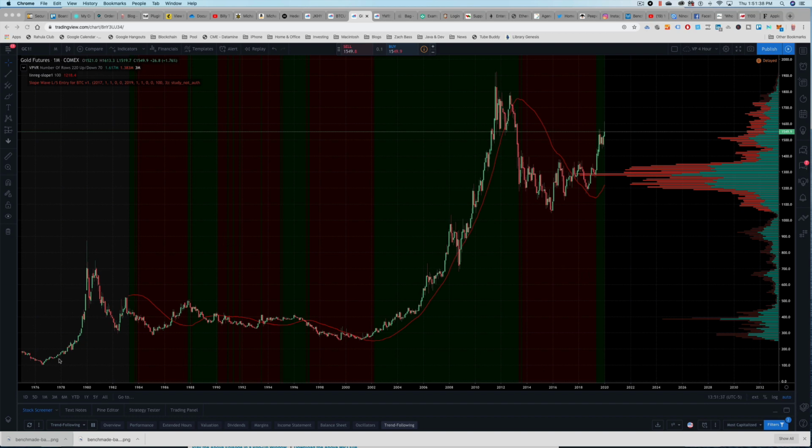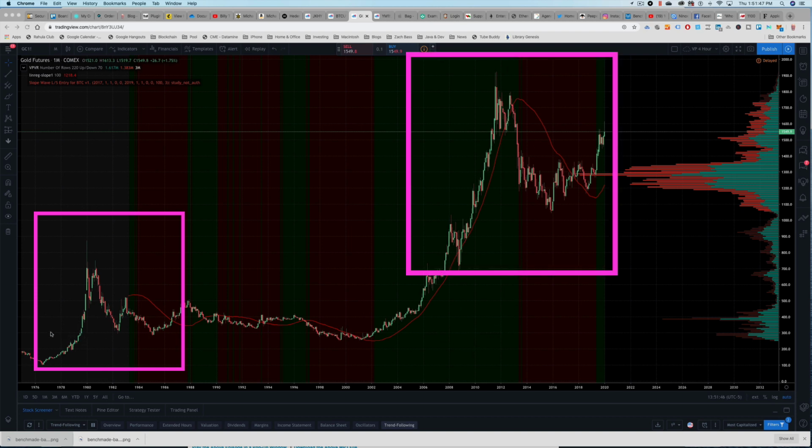One is back in 1980, we had a gold bubble. And then, secondly, in 2011, we had another gold bubble. Now, they're very different in size and magnitude, but if you look at it from a long-term perspective, back in 1980, that probably seemed like a damn big gold bubble in the same way 2011 did. And the interesting thing here is the shape and the amount of volume or activity that happened at certain prices.